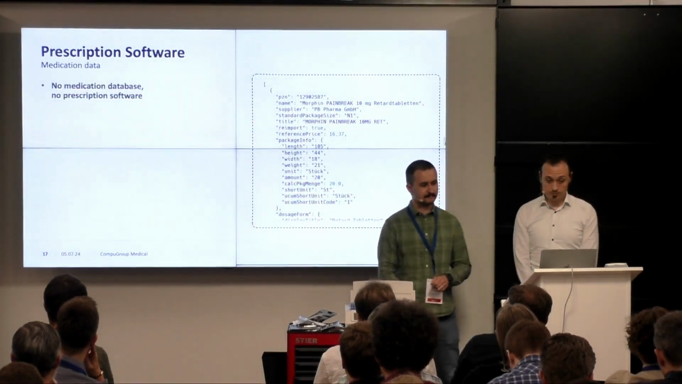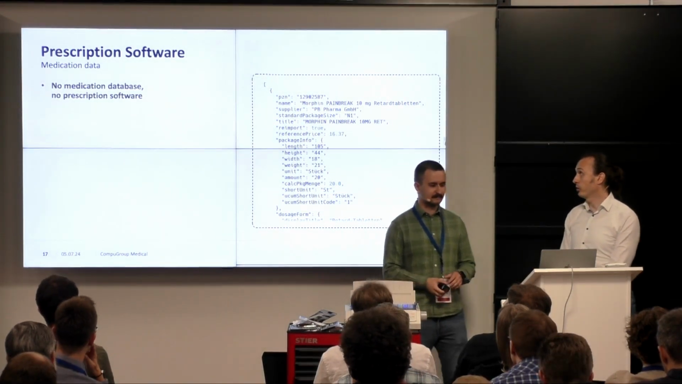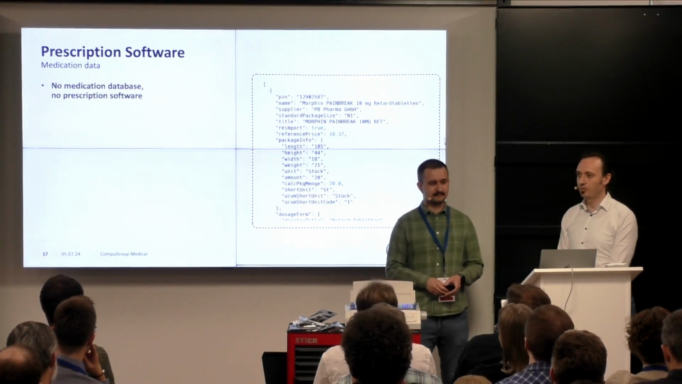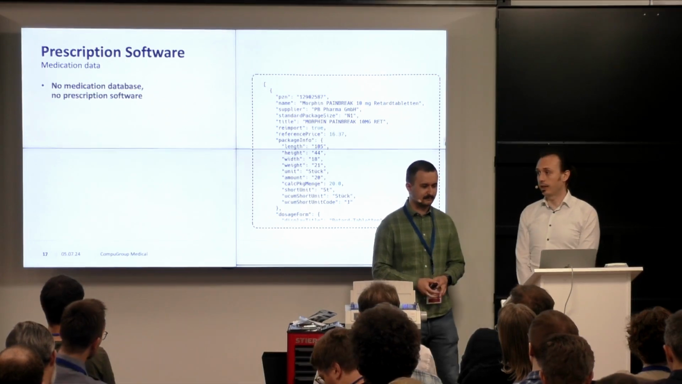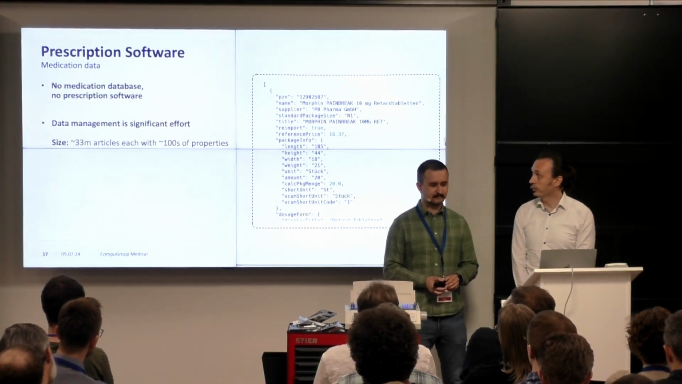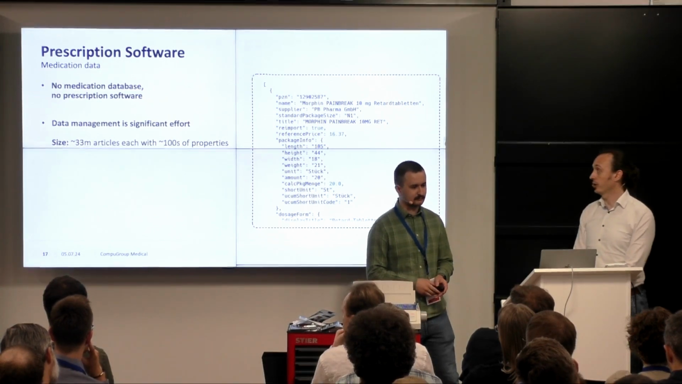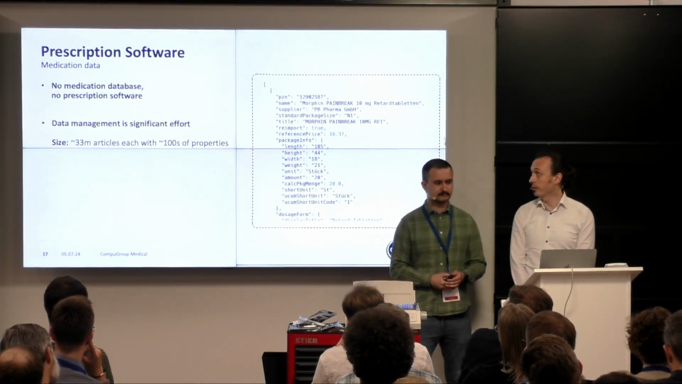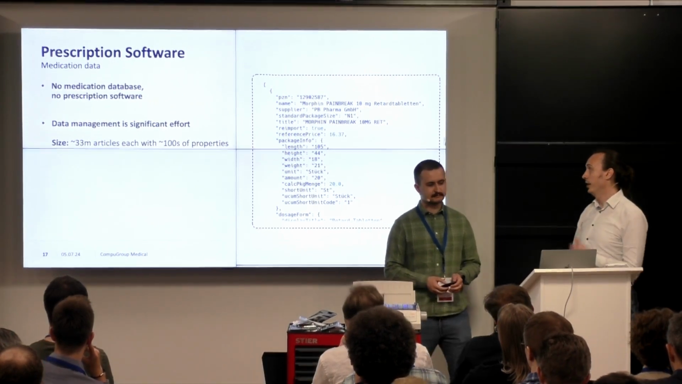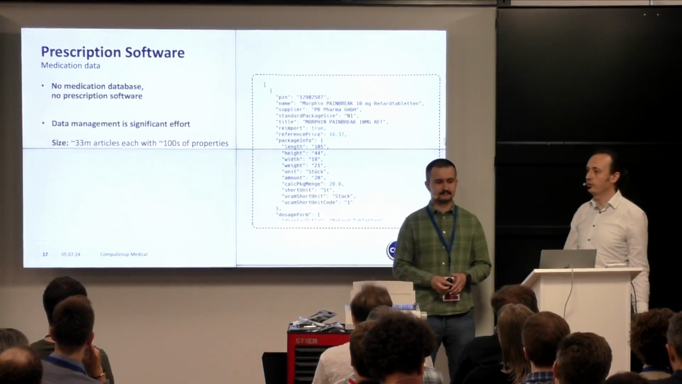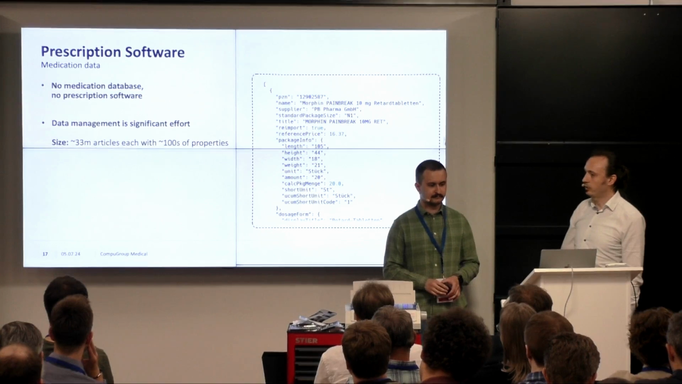Yeah. Going a bit away from FHIR, what does a prescription software also need? It needs, well, medications. And for that, you have a medication database. And that is kind of a huge topic in itself, right? It is a significant effort. You need more or less a whole team that does just that. So the medication database that we use in the software has 33 million articles. And each of those articles has hundreds of properties like package size, weight, number of tablets in it, and so on and so on.